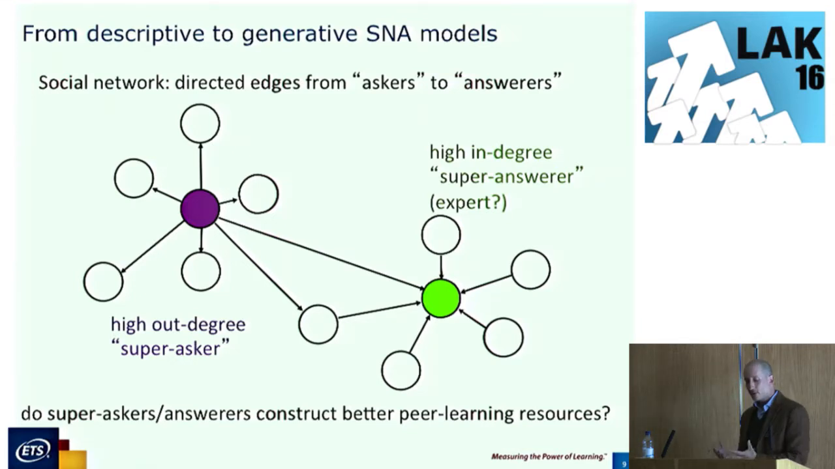So this purple node has a lot of arrows coming out of it, meaning that in this directional convention, this person has asked a lot of questions that have been answered by different people. You can also have someone who answers a lot of questions asked by different people, and a descriptive measure of that at any given time is in degree or out degree. You can then ask questions like, who are these super askers and answerers, what makes them different, and do they generate good resources when they post things, and so on.